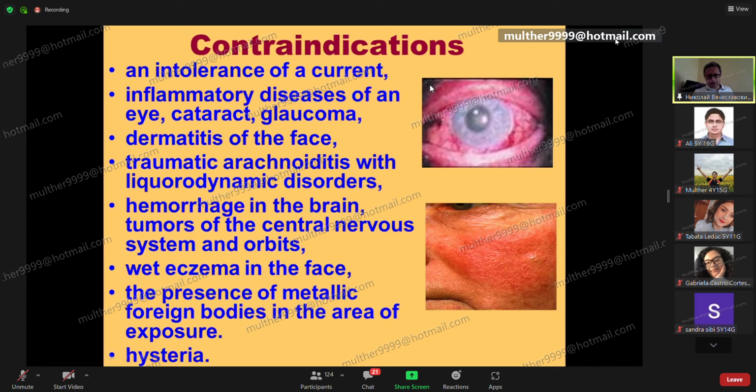Hemorrhagic stroke, wet eczema on the face, and now note your attention, the presence of metal foreign bodies in the area of exposure, because it can lead to dislocation and a heating effect on this metal construction, the metal bodies, and hysteria. Hysteria is a specific, most expressed form of neurosis.